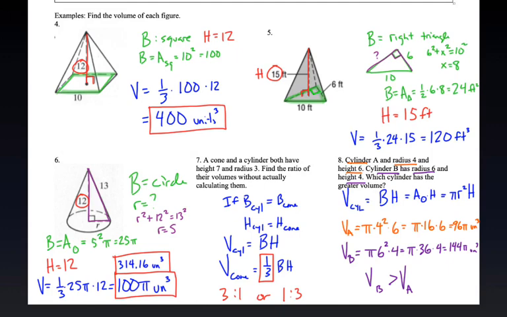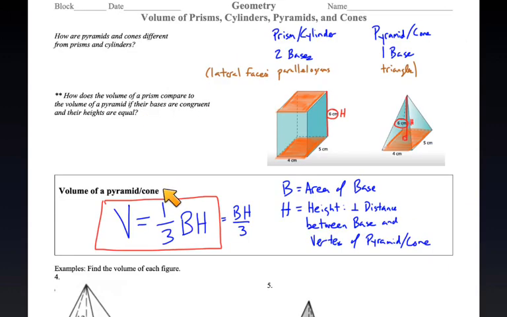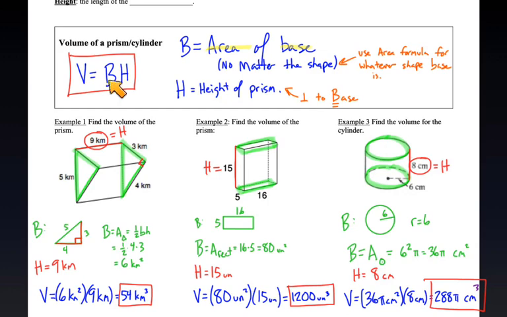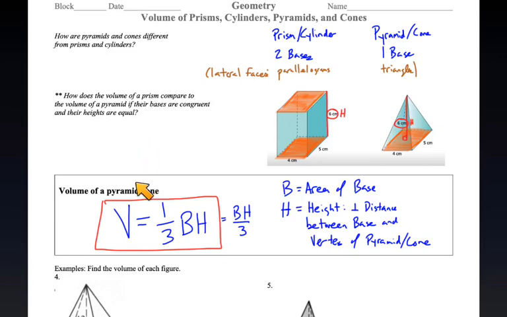So there's 2 important formulas. First one is volume of a prism or cylinder is capital B times capital H. The volume of a pyramid or cone, volume equals 1/3 times capital B times capital H.